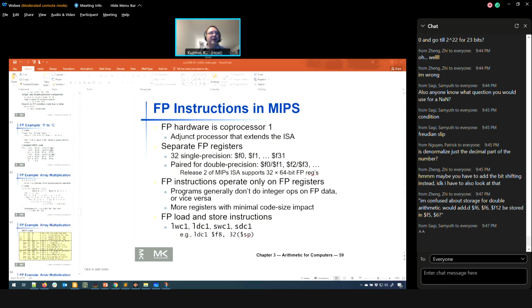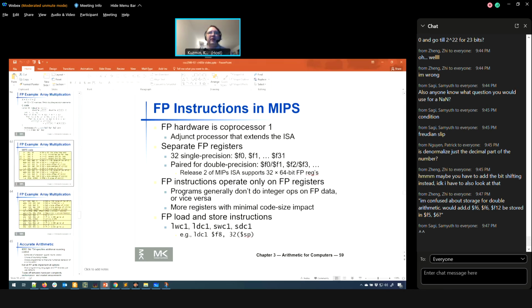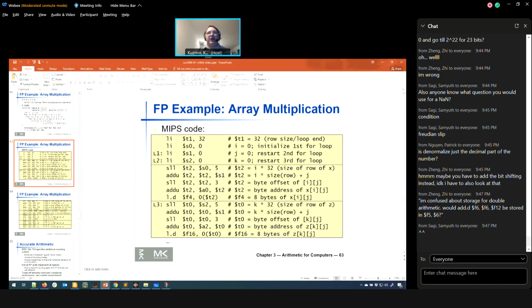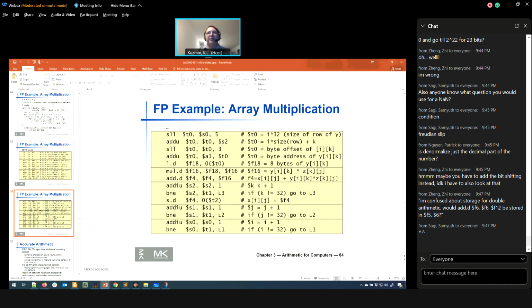We should probably have an example here with matrix multiplication, because it's a double, and you can see that you indicate F16, right? You don't say that it's a pair. It's just F16, F18. You just name the first register in the pair, and it will automatically know which pair to use. It's going to be F16 and F17, and F18 and F19, because it knows how to make those pairs.